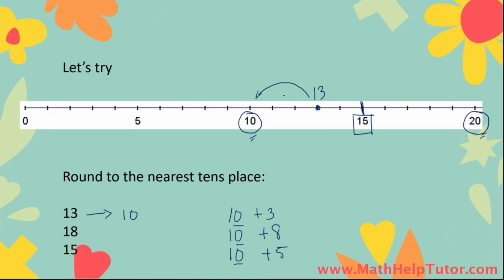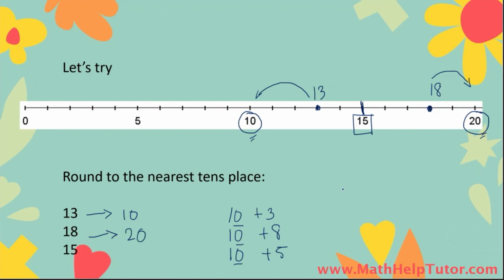So let's try 18. If this is 15, this is 16, 17, so 18 should be here. Now you can see that 18 comes after 15 or is larger than 15. So we could say that 18 is nearer 20 than it is to 10. So the answer to rounding 18 to the nearest tens place is 20.